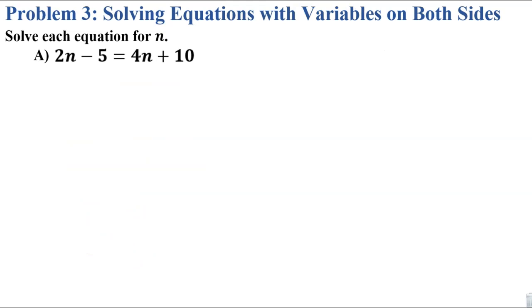In problem 3, we're going to look at solving equations with variables on both sides. So solve each equation for n. I want to get n by itself in this equation. And the big difference here is notice that there's n's on both sides of the equal sign. There's n on the left side and on the right side.